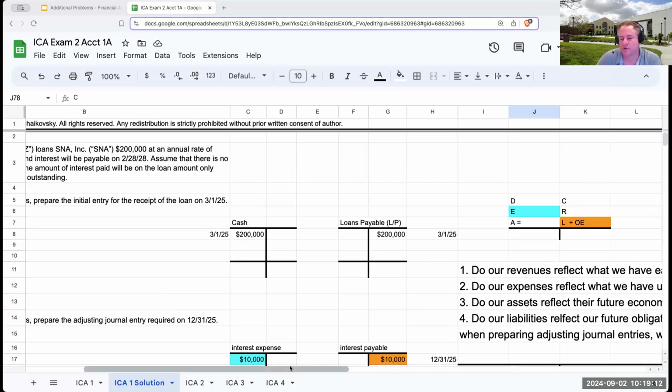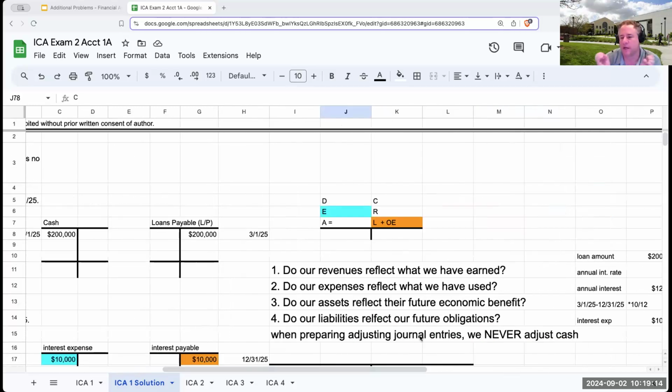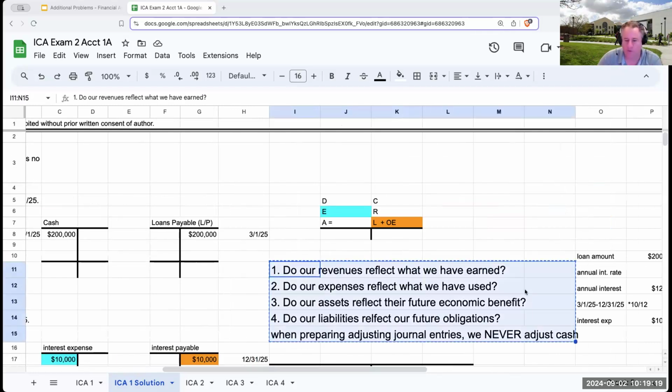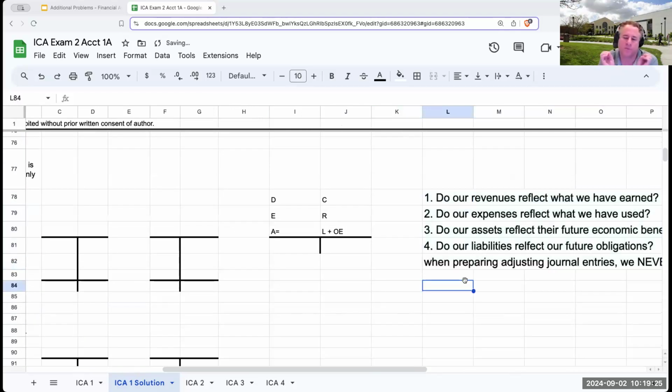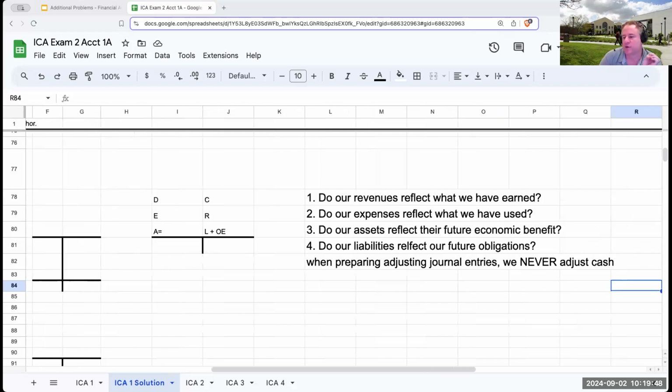The other thing, too, is when we are doing adjusting journal entries, we are asking ourselves these four questions, and this is really important. After we prepare the adjusting journal entry, do our revenues reflect what we have earned? It doesn't matter if the cash has been received, but have we earned that revenue? Do our expenses reflect what we have used? Do our assets reflect their future economic benefit? Do our liabilities reflect our future obligations? And when we prepare an adjusting entry, we never touch cash.